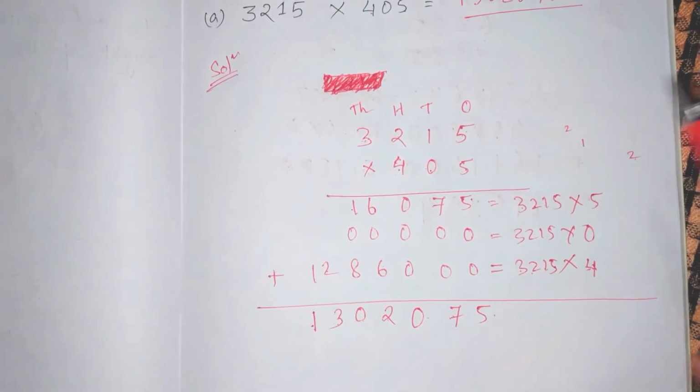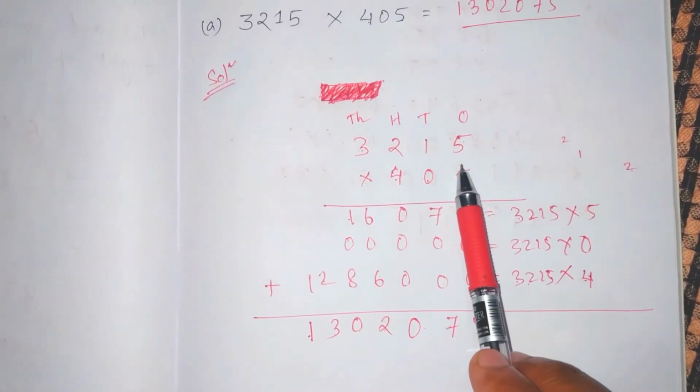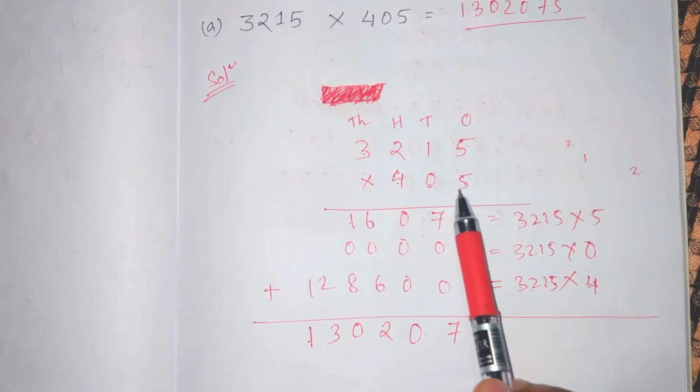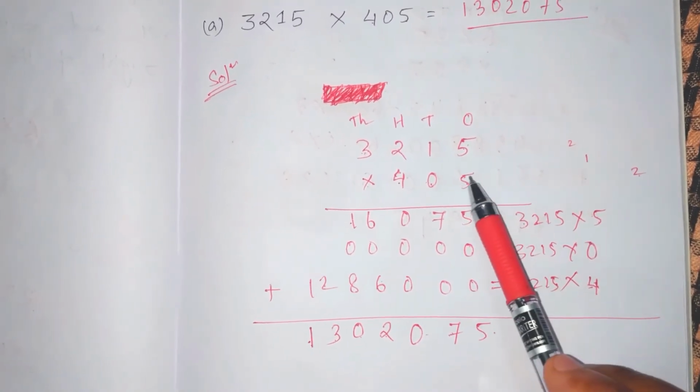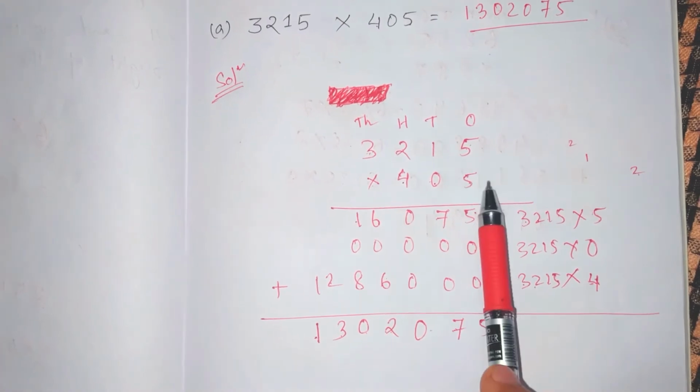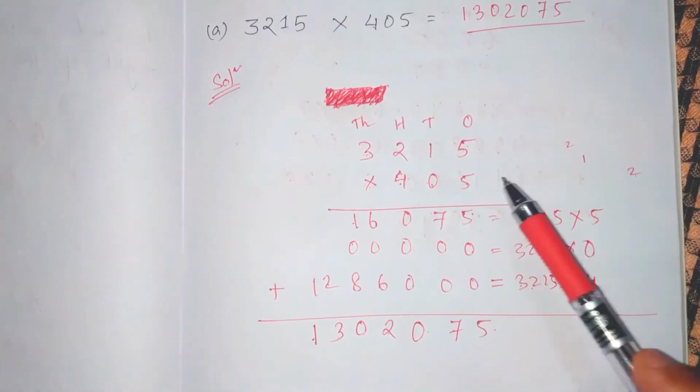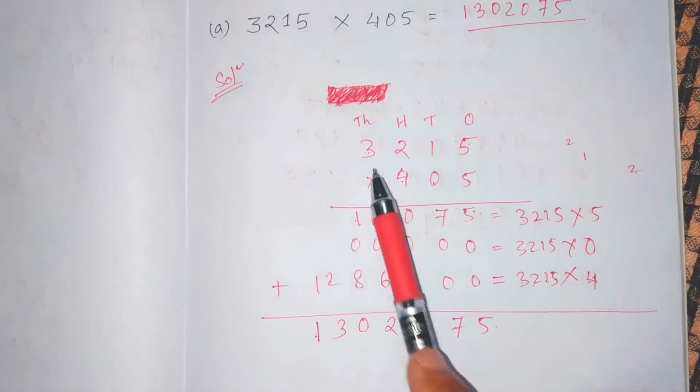So firstly, what you need to do is take the ones position number below, and you have to multiply the whole number by this number. Okay, so you see you have to multiply 5 with 3215.